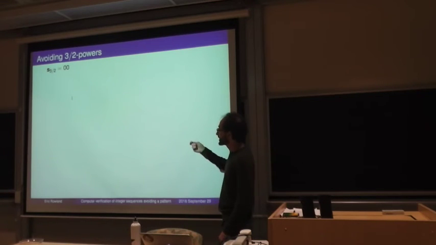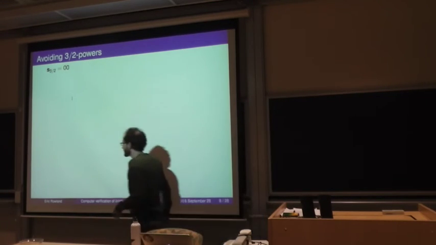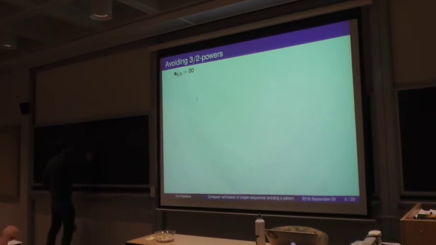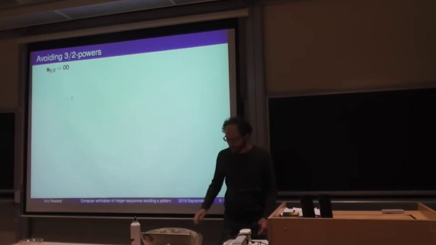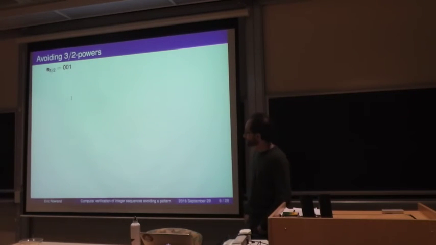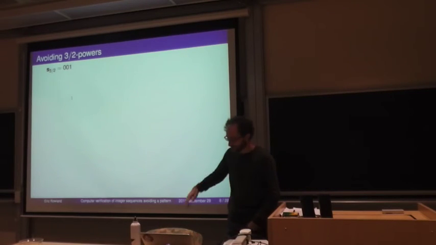So we can't put a 0 next, right? 3/2 powers look like x, y, x, where x and y have the same length. So it doesn't matter what y is. We just have x followed by x with something in between them that has the same length as x. That's a 3/2 power. So we can't put a 0 next because 0, 1, 0 is a 3/2 power. But we can put a 1 next.